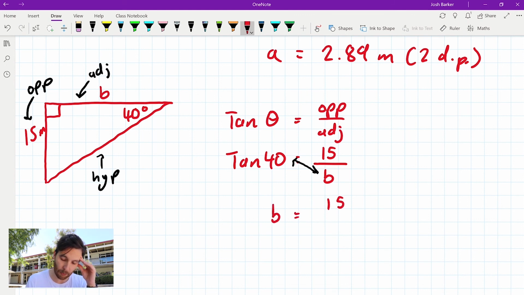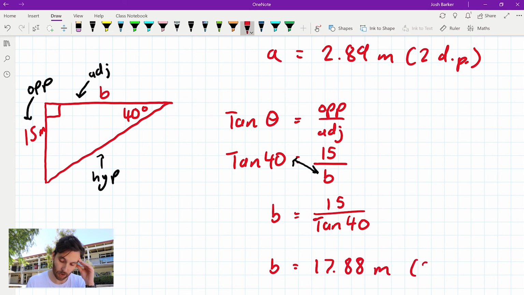So rearranging that will give us 15 divided by tan 40, which, referring to my working from the one I prepared earlier, should give us 17.88 meters to 2 decimal places. Okay, so we've got 2 examples there.